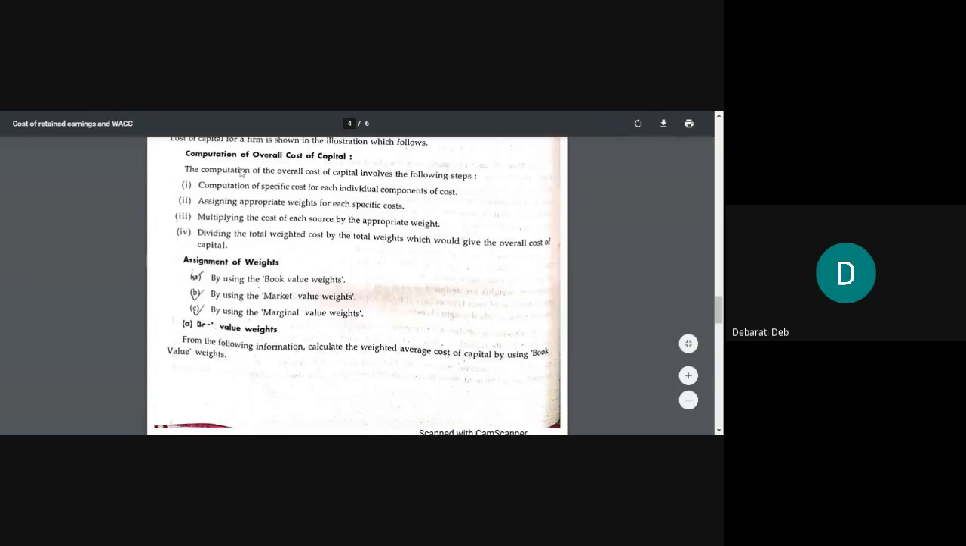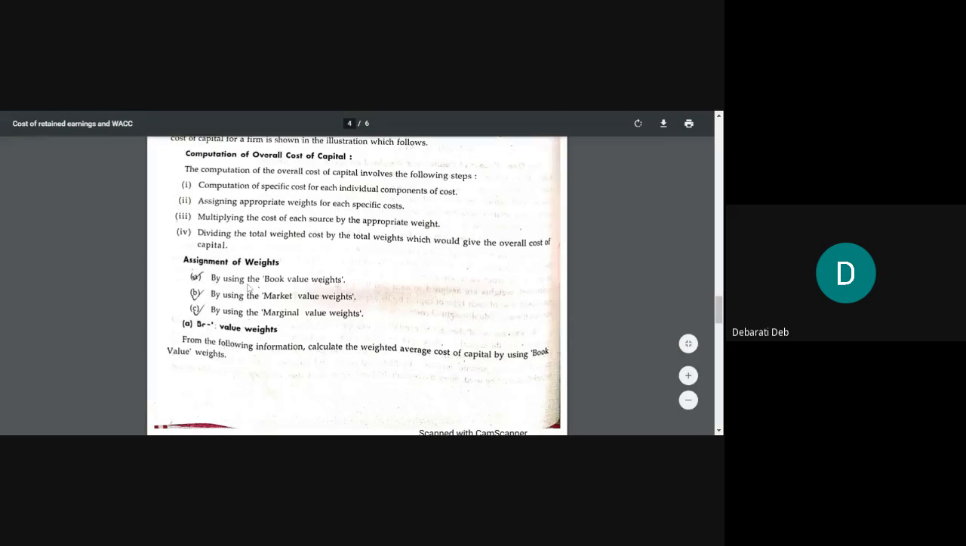Computation of overall cost of capital. The computation of the overall cost of capital involves the following steps. I will not give you directly any formula, but there are some steps and some weightage assignment techniques that have to be known and memorized by you. So how is this computation of overall cost of capital done? The first step is the computation of specific cost for each individual component of cost.